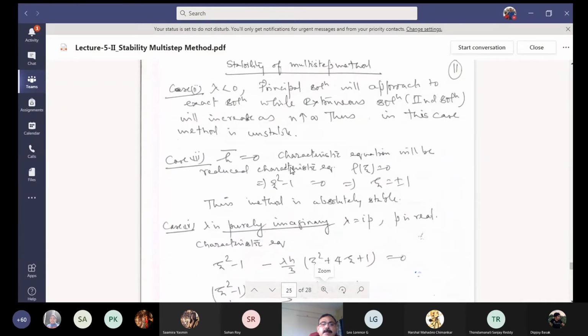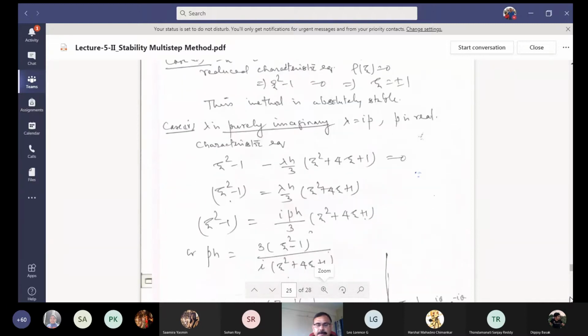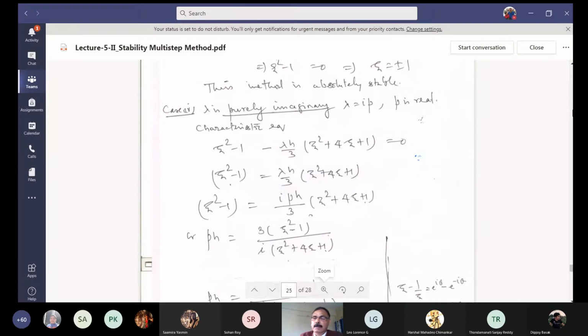Now we see h bar equal to 0, again rho xi is xi square minus 1, so xi is plus minus 1, and the absolute stability is there, and then your weak stability, all those things you can see without any trouble.